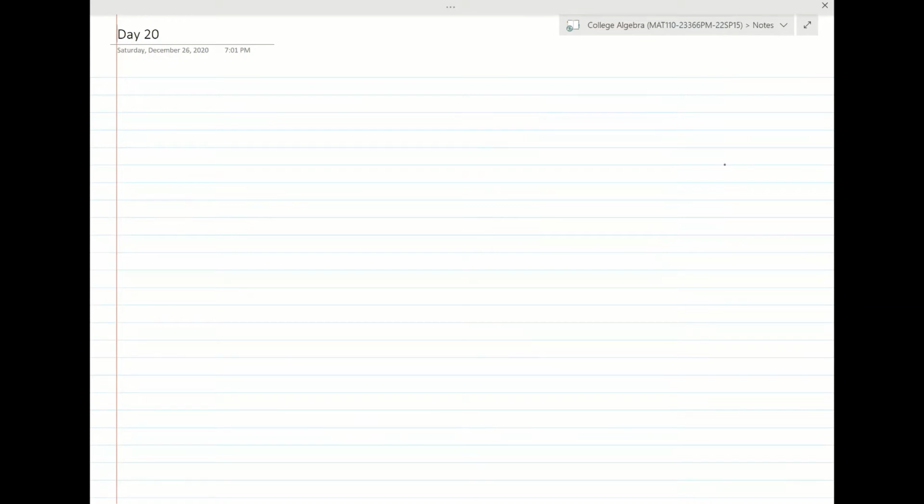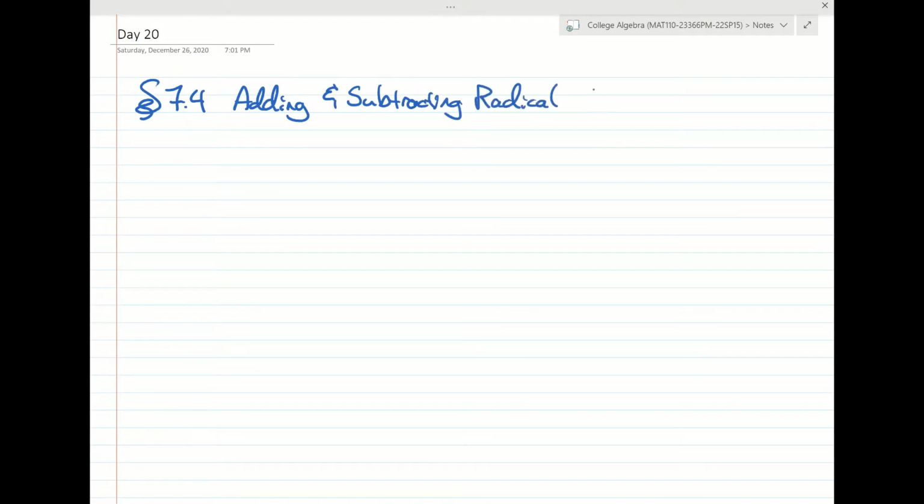Section 7.4. In Section 7.4, we're going to be adding and subtracting radical expressions. And we'll get right into examples.